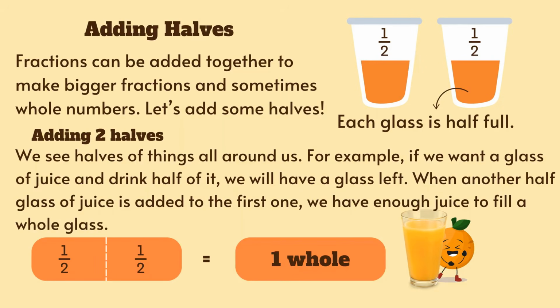Adding halves. Fractions can be added together to make bigger numbers and sometimes whole numbers. Let's add some halves. Adding 2 halves. We see halves of things around us. For example, if we want a glass of juice and drink half of it, we will have half a glass left. When another half of juice is added to the first one, we have enough juice to fill a whole glass. 1/2 plus 1/2 equals 1 whole.